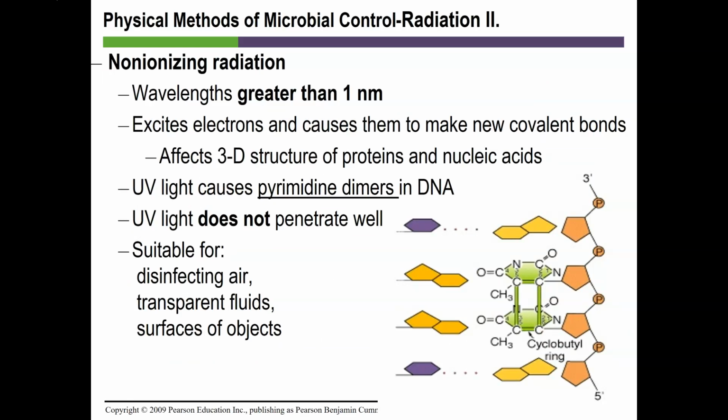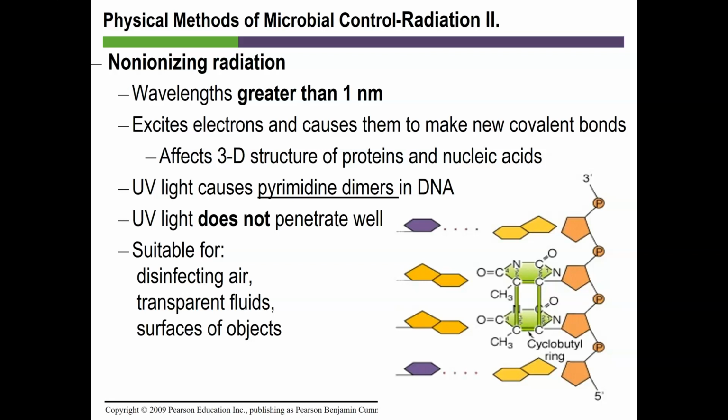Non-ionizing radiation uses lower energy wavelengths. The wavelengths are longer. Think UV light. That's the most common non-ionizing radiation in use. You get exposed to it every time you go out in the sun. When you're in the sun, you're exposing your skin to UV light if you don't have on sunscreen. It's not penetrating into deep tissues, but it does penetrate into the skin.